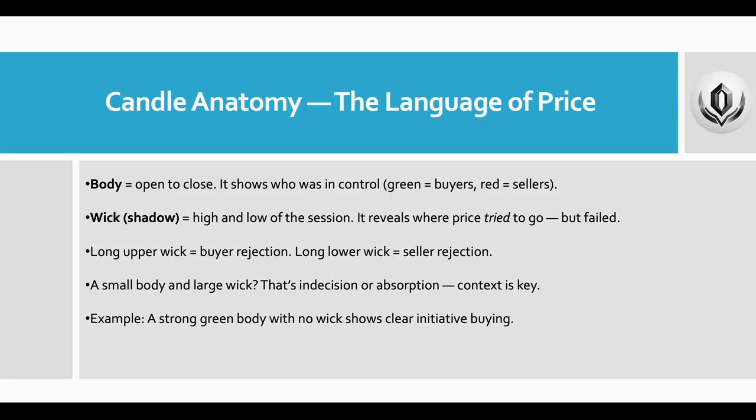The wicks, or the shadows, the lines that come up and down from the top and bottom of the body, show where price traveled but couldn't hold on to. And that's critical to know. If it's got a long upper wick, for example, price went up, but the sellers overwhelmed and pushed it down, and that shows weakness. If there's a long lower wick, sellers pushed it down, but the buyers stepped in strong, and that shows support.